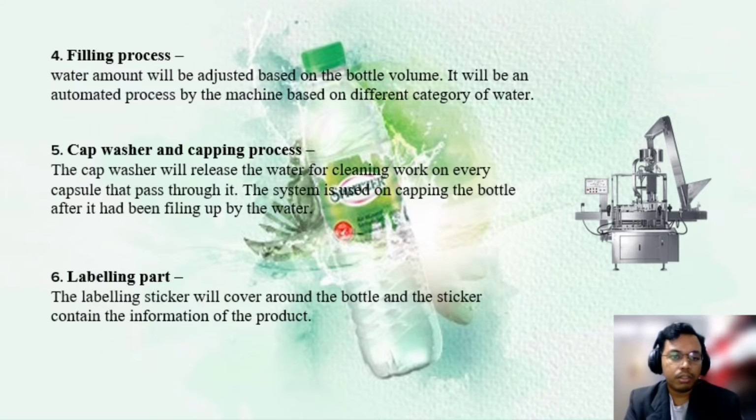The cap washer will release water for cleaning work on every cap that passes through it. The system is used for capping the bottle after it has been filled up with water. Next, the labeling part. The labeling sticker will cover around the bottle, and the sticker contains the information of the product.